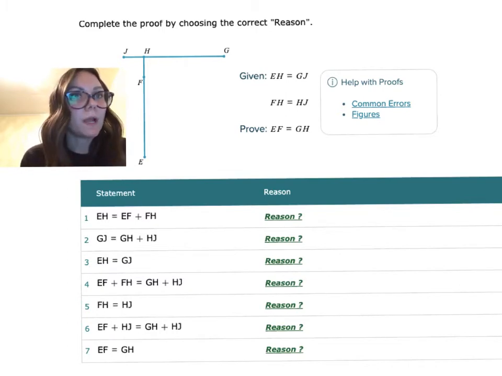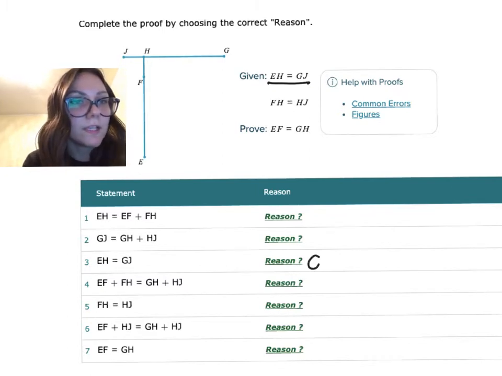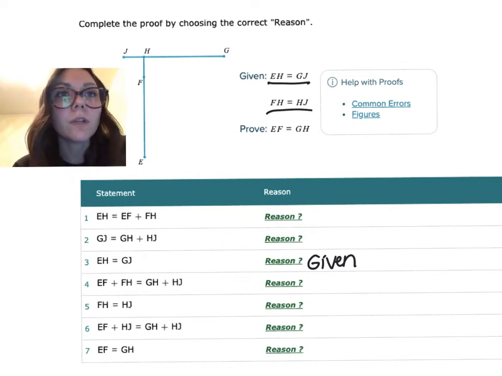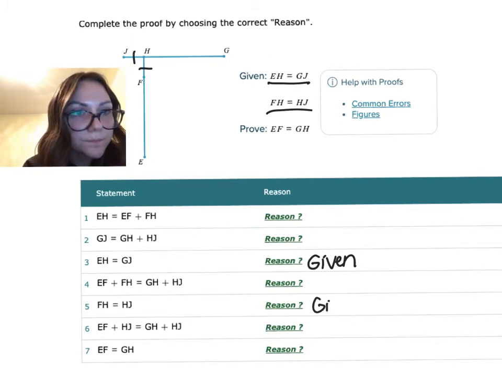So anyways, I'm going to find this because for whatever reason, ALEKS doesn't like to start out with the given. Is it weird? Sure, but it's not wrong, okay? And then FH equals HJ. That I actually could mark in the picture. And in the proof, it's located here.